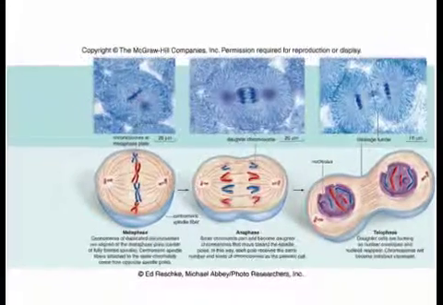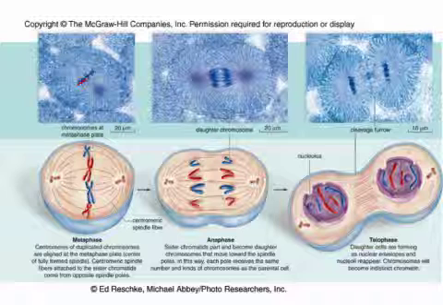Metaphase is the second stage. Metaphase is the easiest to identify. What you see in metaphase is those sister chromatids are all lined up in a straight line. This is called the metaphase plate.